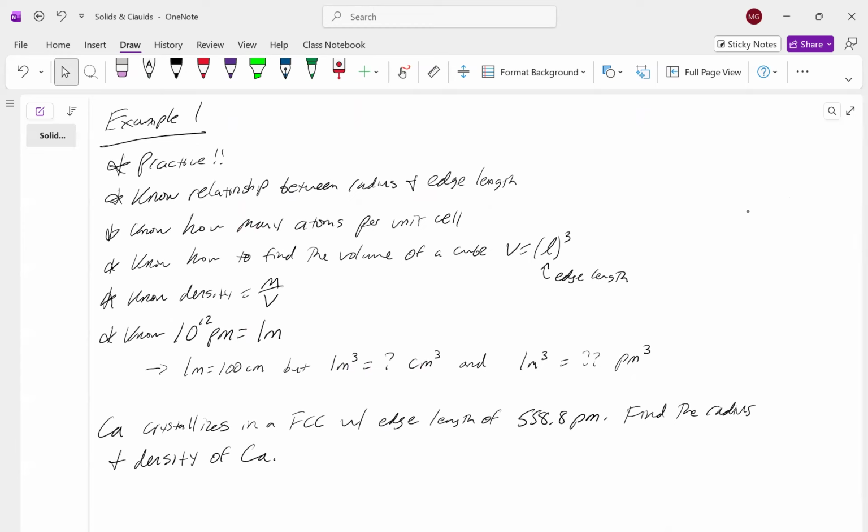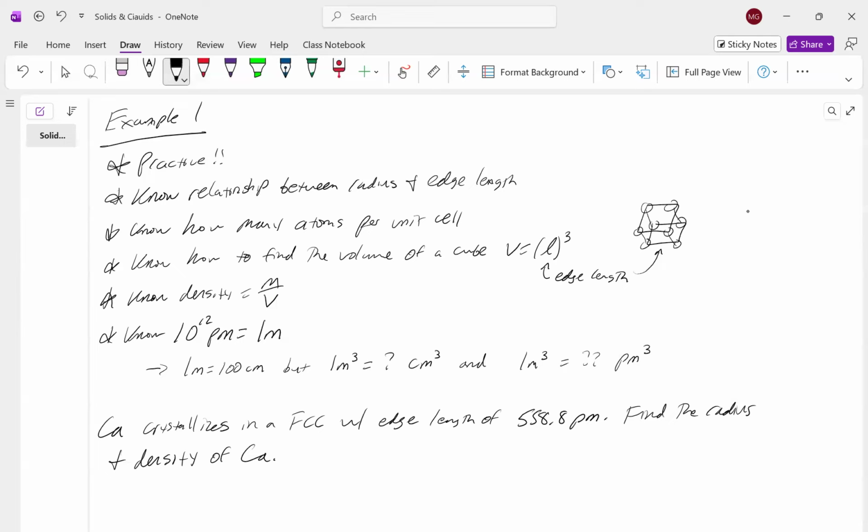Review how to find volume of a cube. Right? If you've done some geometry, you might remember that volume is just equal to the length of one side of the cube raised to the third power. And for our cubic cells, that's just going to be the edge length. All right, so the length of the cube is what we're calling edge length for a cubic cell.